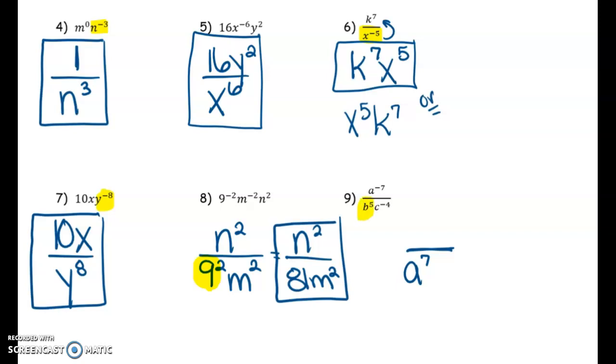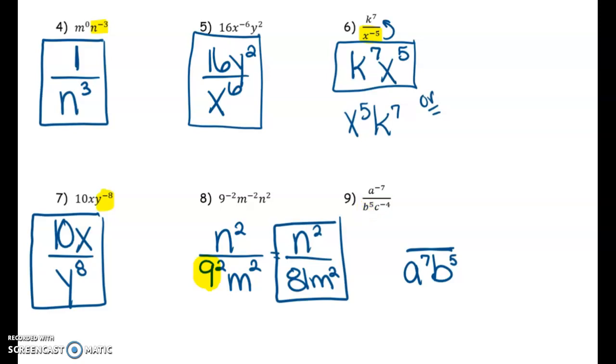Here I have a b to the 5th. That is a positive exponent. Since it's a positive exponent, it's going to stay where it's at. So it was positive in the denominator. It doesn't need to be moved around because it already has a positive exponent. It's going to stay where it's at.